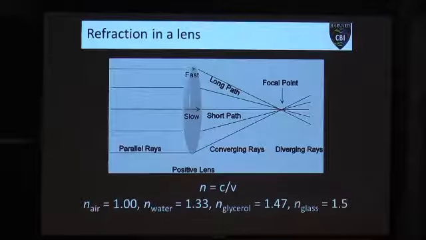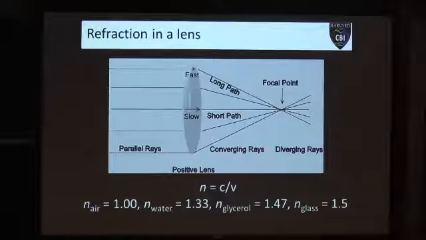So let's make it a little bit more complicated. What we're going to do now is we're going to introduce a lens. Okay? So in microscopy, we're usually always working with convex lenses. And convex lenses are able to focus light. And they do this by refraction.